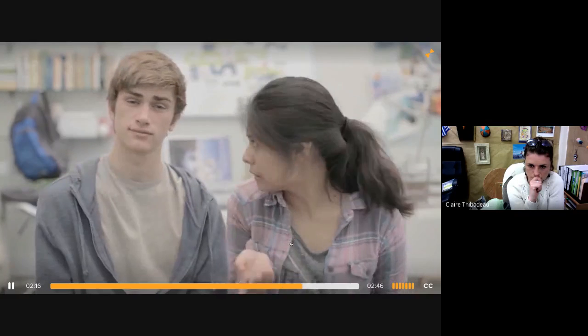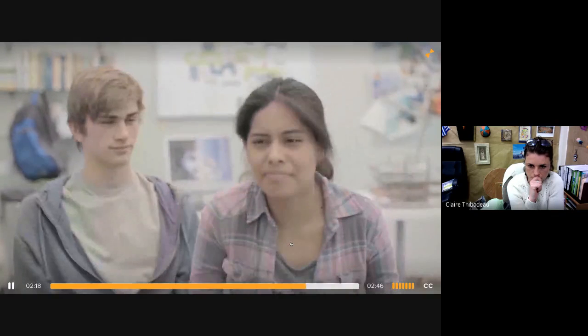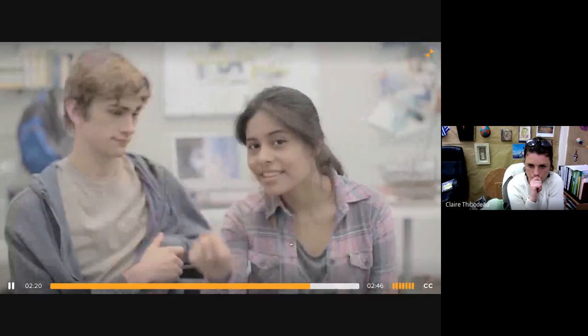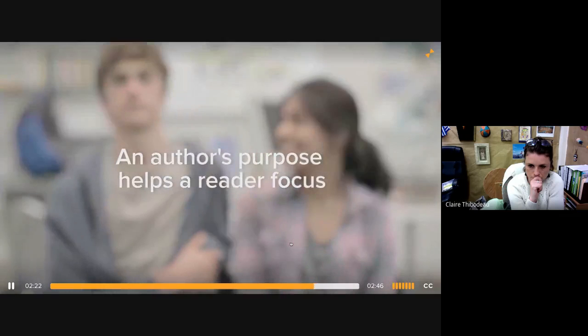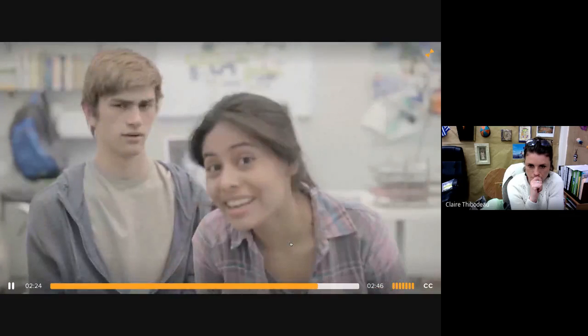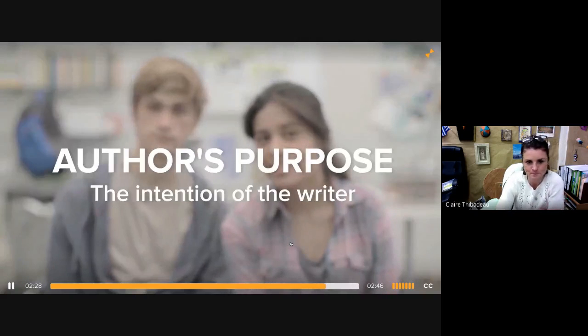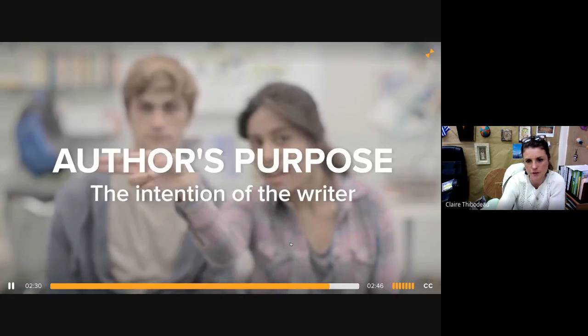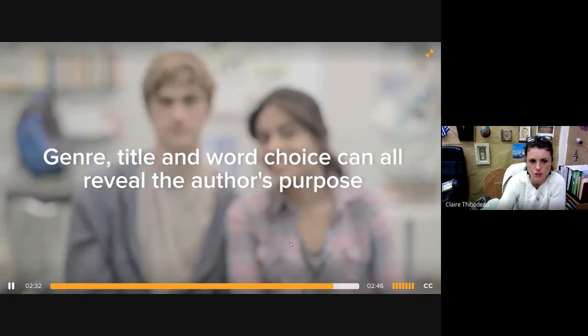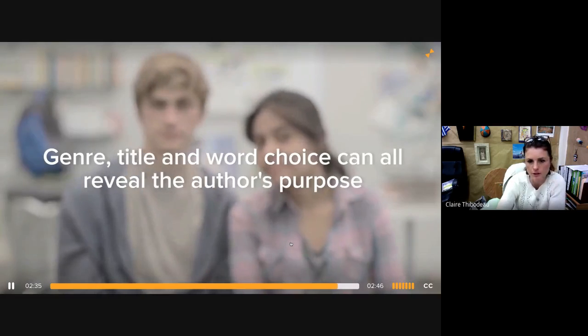Recognizing the author's purpose gives us readers a focus for reading. And focus is good, right? Because otherwise reading is just like manga. Should we summarize? The intention of the writer. Genre, title, and word choice can all reveal the author's purpose.